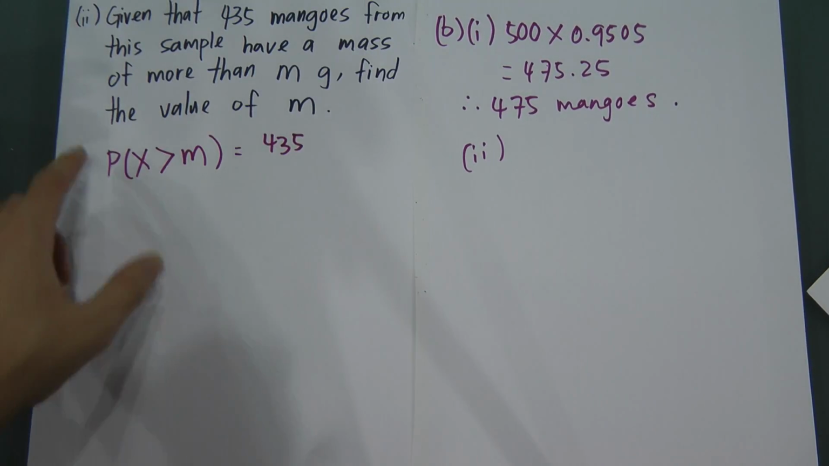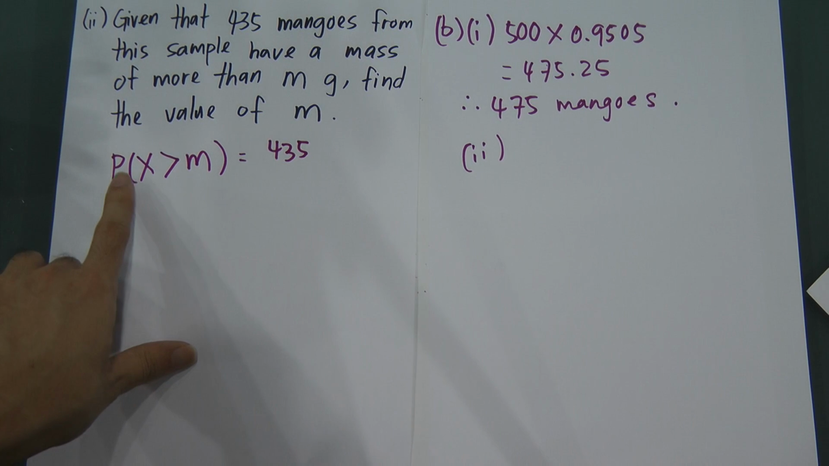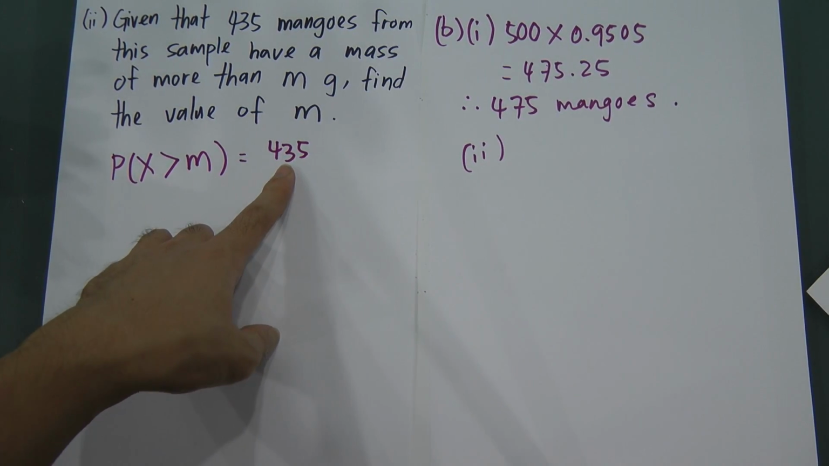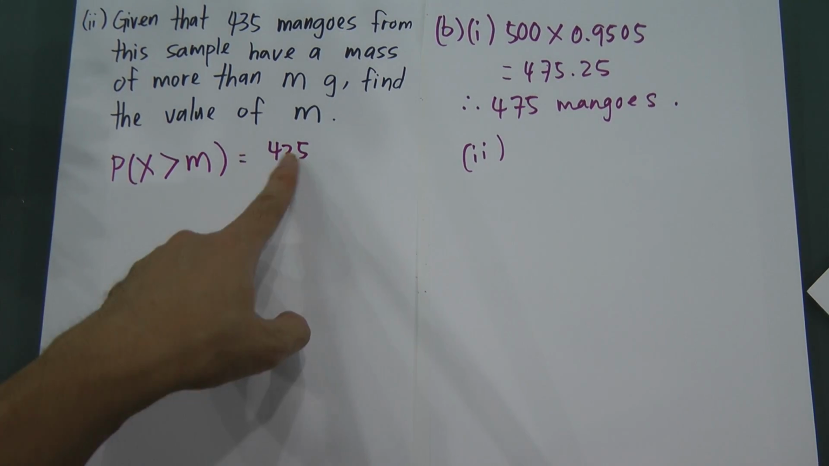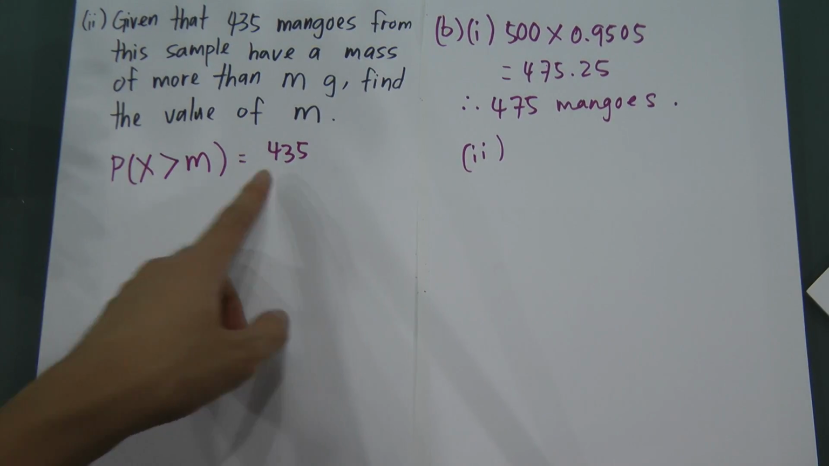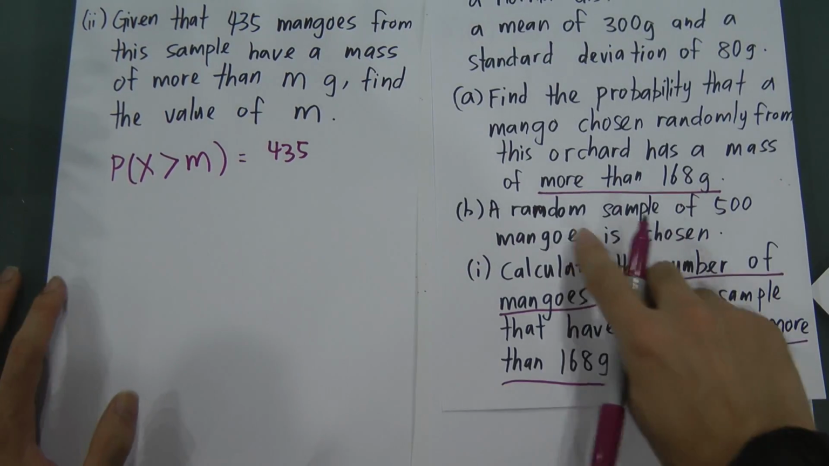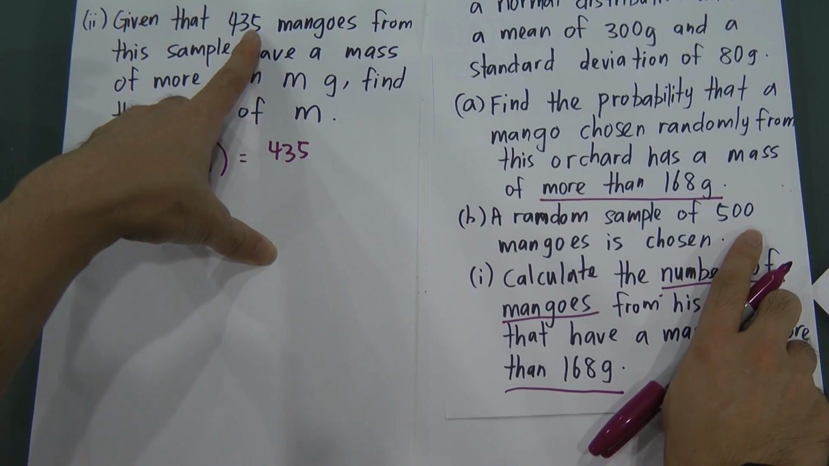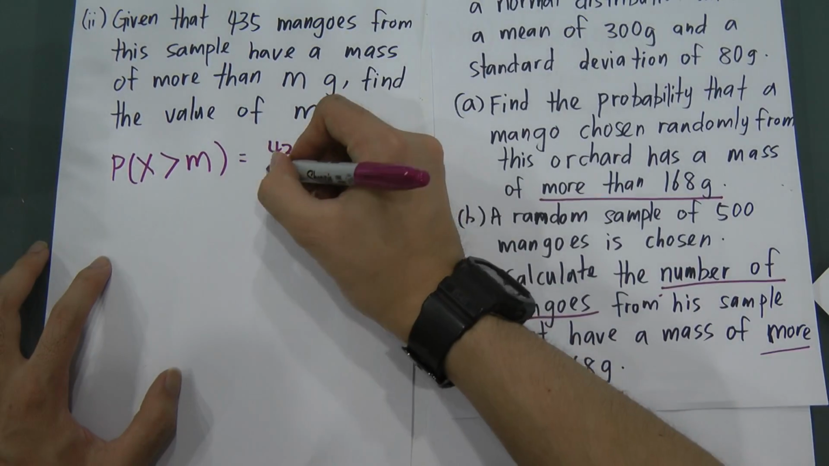But then when you write out this equation, you know something is wrong, because probability cannot be more than 1. This one is already 400 something, so you definitely know the probability value is wrong somewhere here, because this one is related to part B. In part B, he said a random sample of 500 mangoes. So actually this 435 mangoes is out of 500.